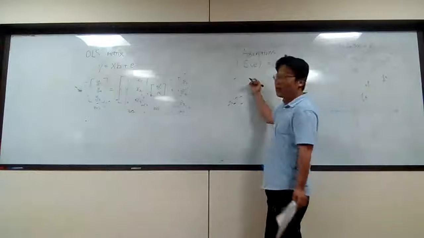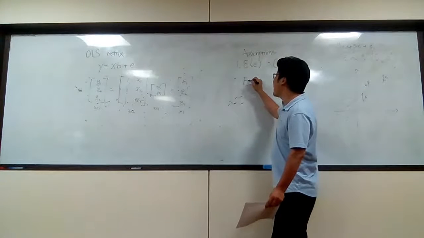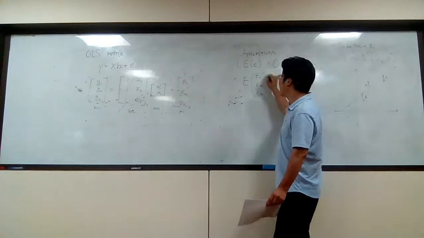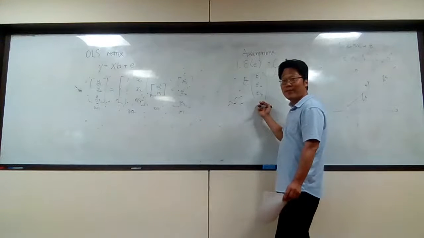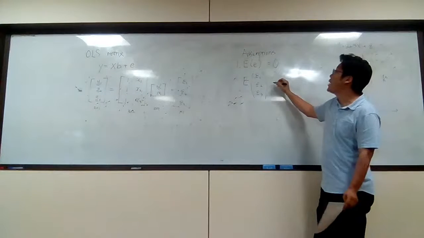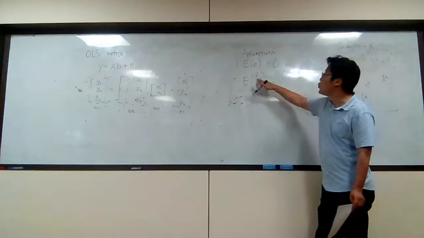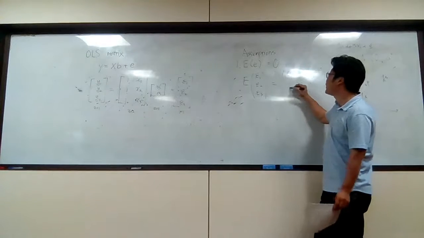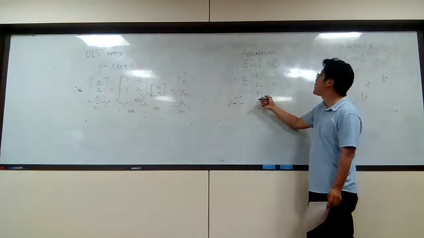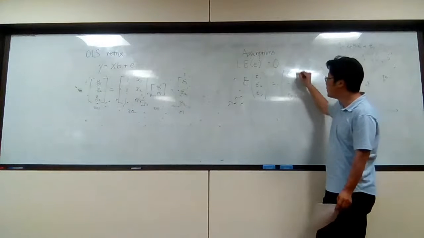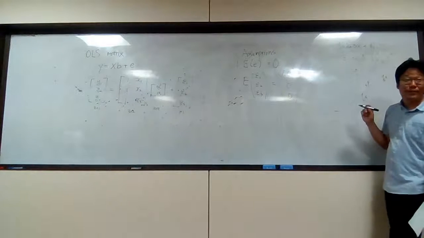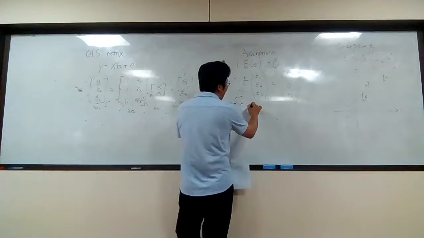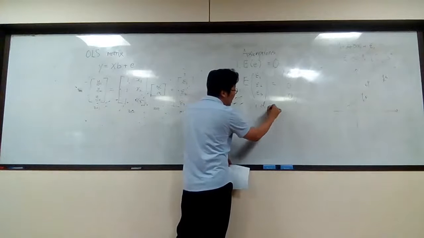So in this case, we can write it down in a different way. Epsilon 1, epsilon 2, epsilon 3 is the E vector. And the mean of epsilon 1, error term 1, equals 0. The mean of epsilon 2 equals 0. The mean of epsilon 3 equals 0. In this case, this one is related to the IID assumption.